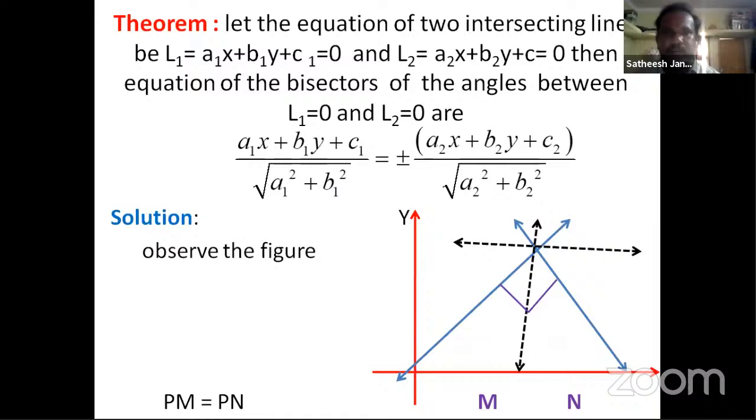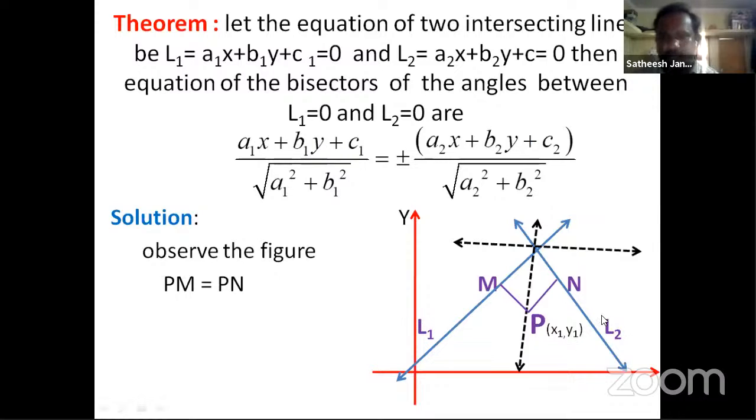See what is the meaning of the theorem. Angular bisectors of 2 intersecting lines. What are L1 and L2 in the figure? This is L1 and L2. These 2 are intersecting lines. These dotted lines are angular bisectors. Now we have to find the equations of these dotted lines, meaning the angular bisectors of L1 and L2.